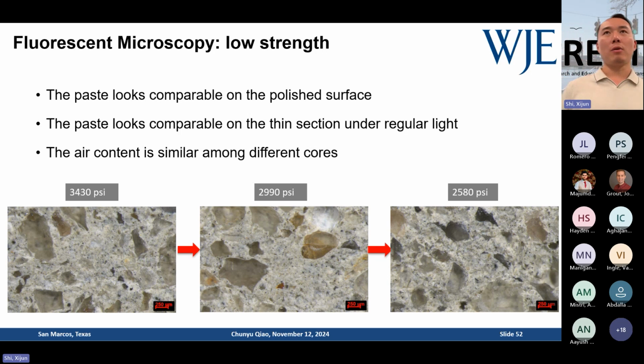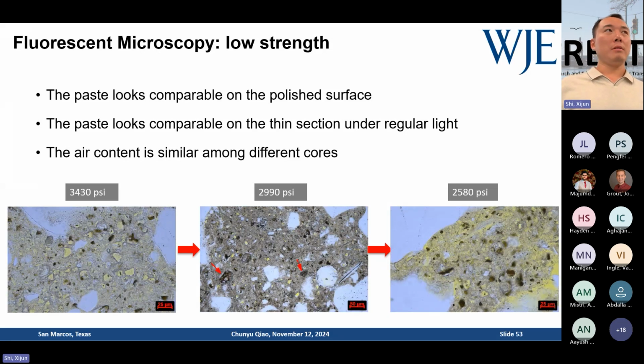So the client cored different samples from different areas with different strength. I got 3 samples here, and if you look at the polished slab, those are the polished sections. They all look pretty bright, pretty light colored. You can't visually say they are dramatically different from each other, at least I cannot. The air content is very similar as well.